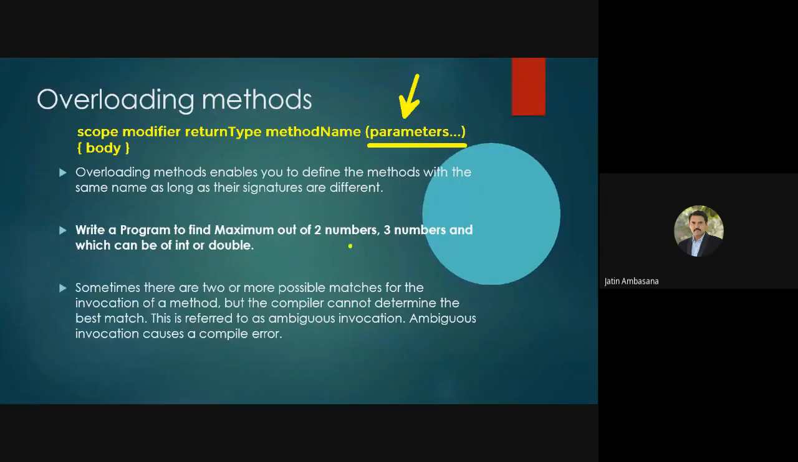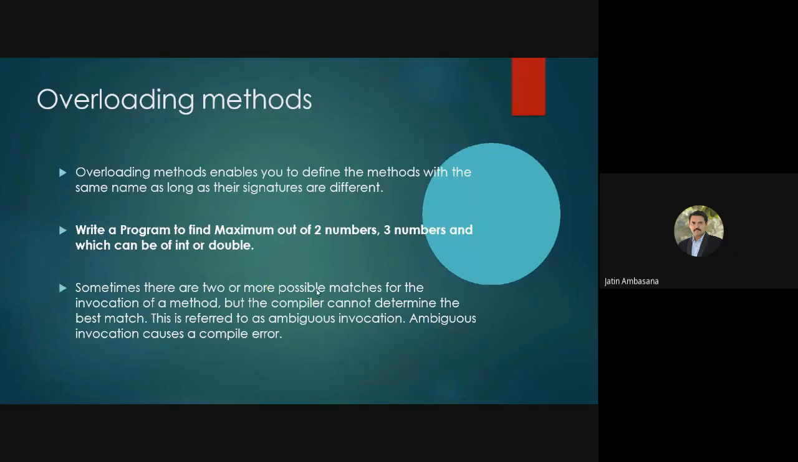Fine. So let's suppose this question has been asked. We have to find the maximum out of 2 numbers and also 3 numbers, and these can be int or double, right? So here there are two or more possible matches for calling a method.